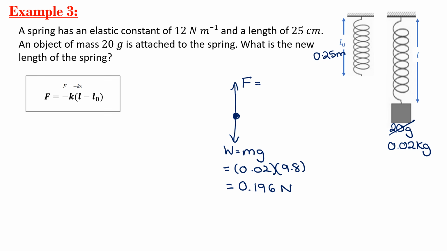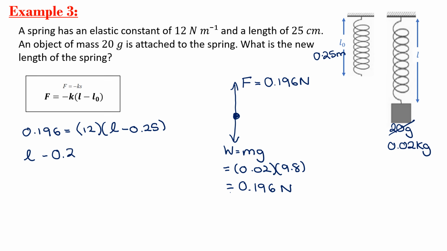Because this is in equilibrium, we know that the forces up must equal our forces down, meaning that the restorative force is equal to 0.196. So 0.196 is equal to K, which we're told is 12, times our extended length, which we don't know, minus our natural length, which is 0.25. So I'm going to divide both sides by 12. You are welcome to multiply it out. This is just a little bit quicker.